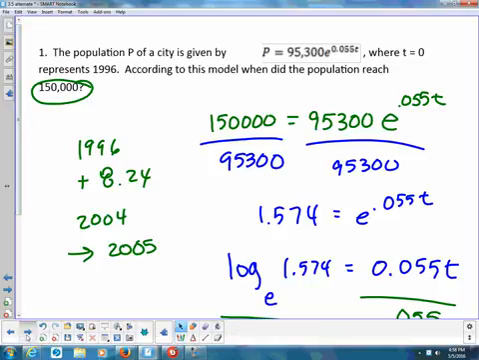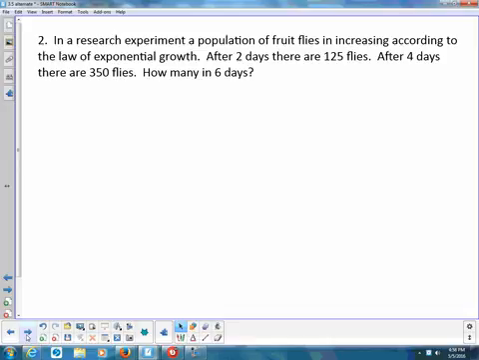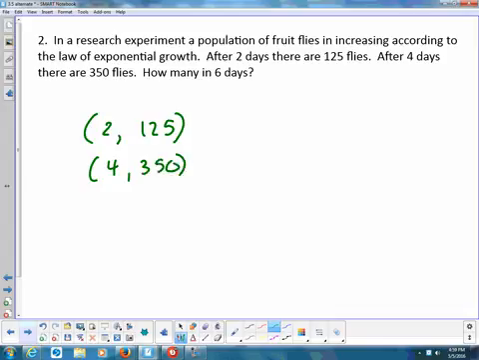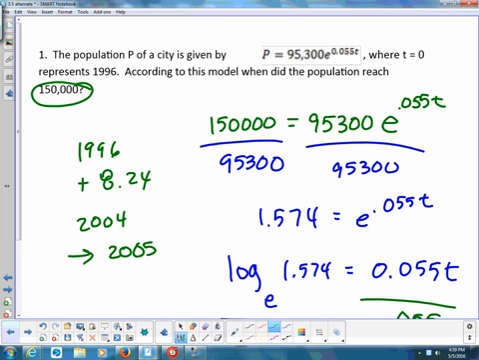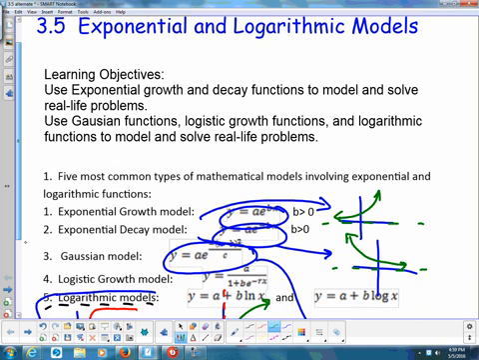Okay, let's take a look at something else. In a research experiment, a population of fruit flies is increasing according to the laws of exponential growth. After 2 days, there are 125 flies. After 4 days, there are 350 flies. So how many flies will there be in 6 days? Let's think about these ordered pairs: (2, 125) and (4, 350). They're growing according to the laws of exponential growth, so let's go back to our formulas on our first page. Exponential growth model.